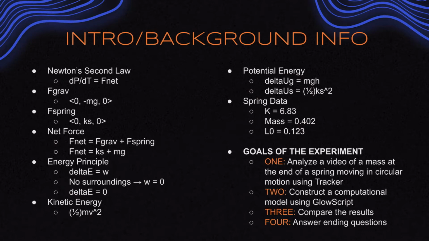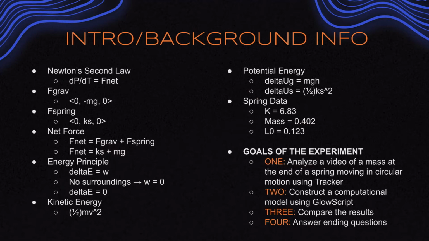And some energies that we'll be dealing with today include kinetic energy, which is 1/2 mass times velocity squared, and potential energy, which is delta U for gravity and spring. For gravitational potential energy, it's mg times the height, or change in y position. And then the spring potential energy is found through an integral because the force is non-constant, and it comes out to be 1/2 ks squared. K being the spring constant, and s being how compressed or extended the spring is.